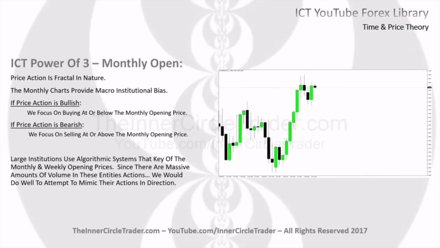Okay, ICT power 3 and the monthly open. Now, price action is fractal in nature. That means everything that you can see in terms of a price pattern on a 1-minute chart, on a 5-minute chart, can be seen on a monthly chart or weekly, any time frame, any interval of time measurement that plots price. The fact that we can see a pattern on any specific time frame, price action has a generic characteristic to it. So whatever we see in one time frame could be easily replicated and seen on a lower time frame or a higher time frame.